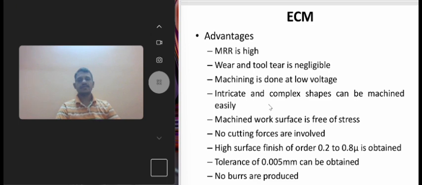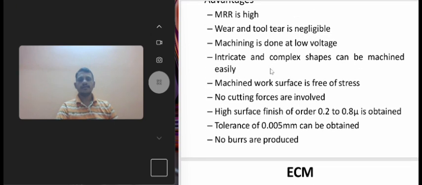Very thin sections such as sheet metal can be easily machined without any damage. It is an accurate process and close tolerance of the order of 0.005 mm can be easily obtained. No burrs are produced and this process can be easily automated. Toughness and brittleness of a material have no effect on the machining process.